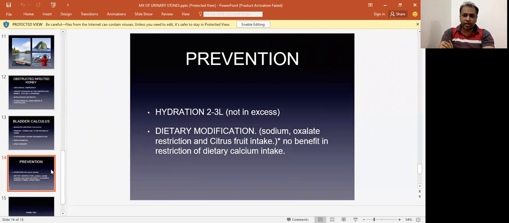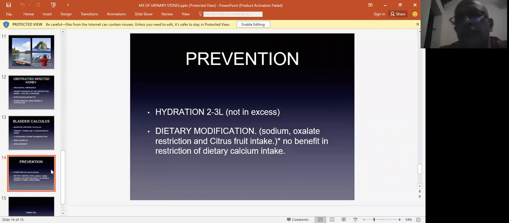Is there any limitation for the ESWL with regard to the size of the calculus? We spoke about the hardness of the calculus, and we usually use the magic figure of 1,000 Hounsfield. Less than 1,000 only do we do it.